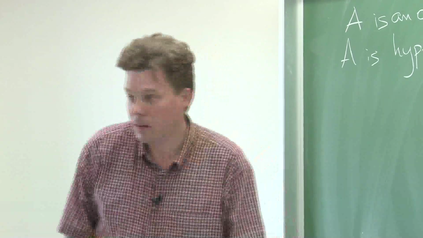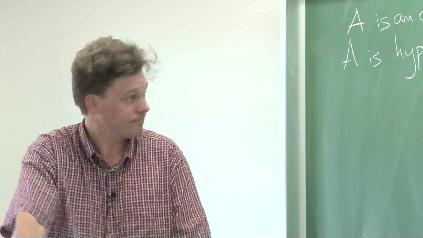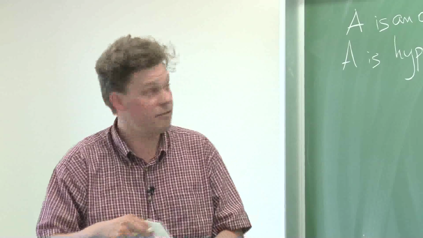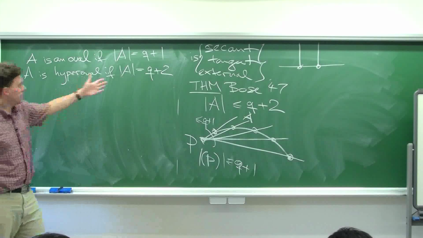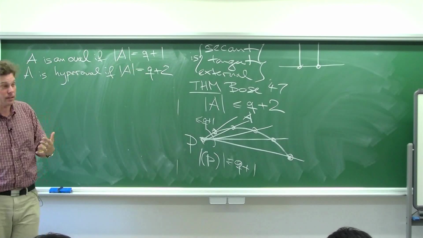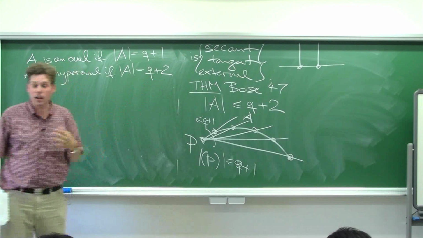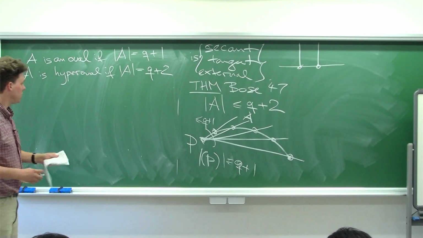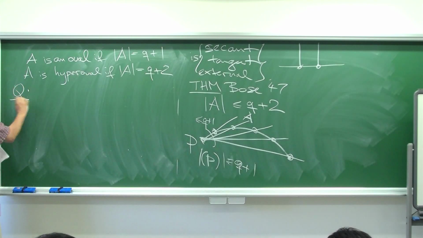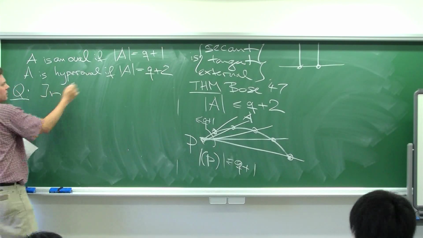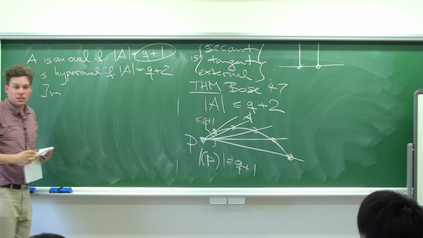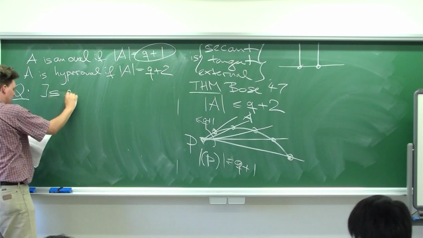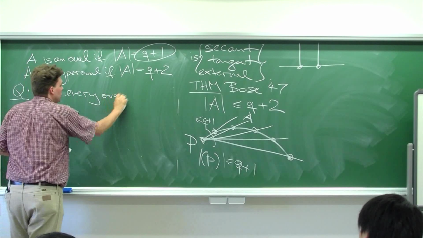And so how did the story go on? Well, right now we're a little bit confused because we have weird things coming up. The bound here, q plus 2, doesn't match our experience from the conics. And so, well, we're confused. So if we focus on this case, which is clearly the one where the conics would be, we ask the following question. Is every oval a conic?